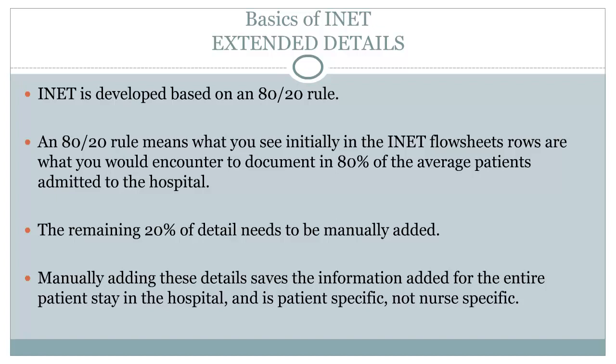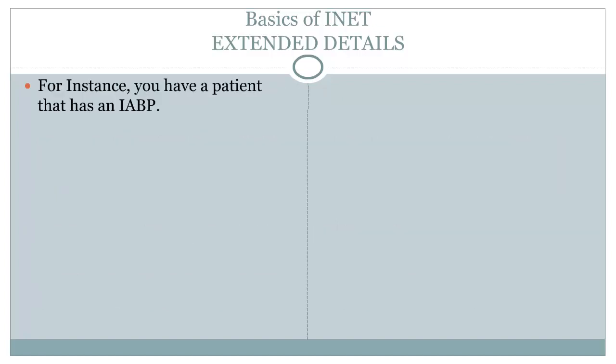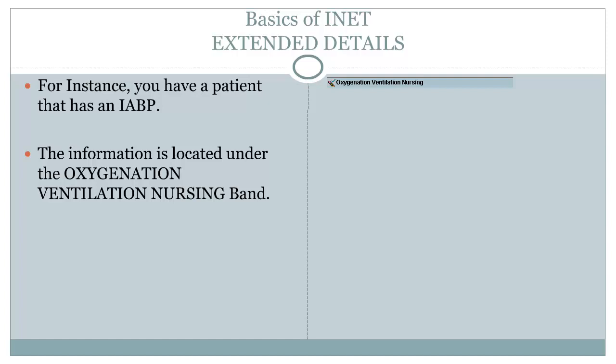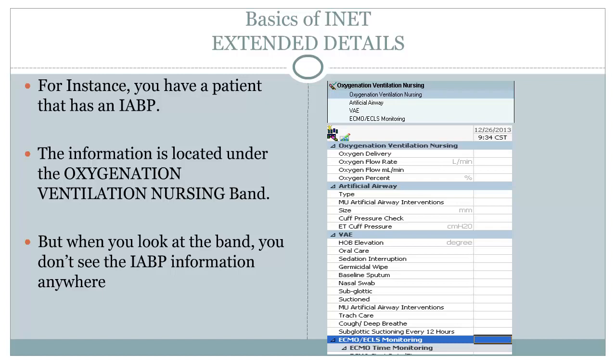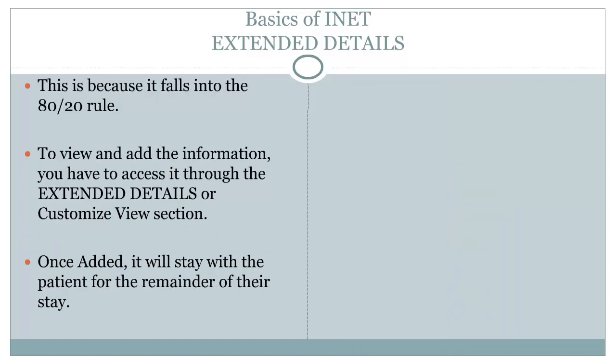Manually adding these details saves the information added for the entire patient stay in the hospital and is patient specific, not nurse specific. For instance, you're in ICU and you have a patient that has an intra-aortic balloon pump, or IABP, and you'll need to search to get to that documentation. In this example, IABP would be located under the oxygenation, ventilation, nursing band. But when you look at the screenshot to the right, you do not see the IABP information anywhere. This is because it falls into the 80-20 rule.